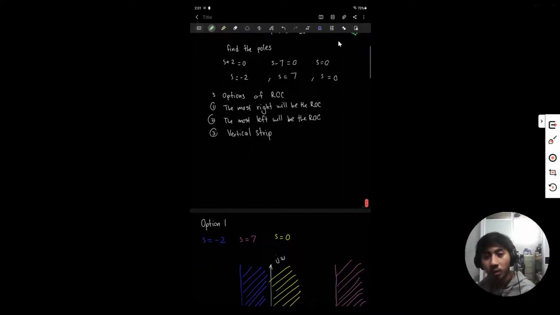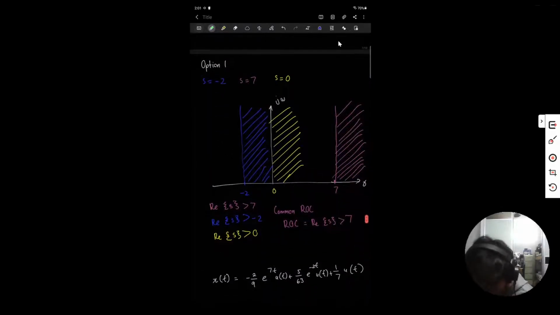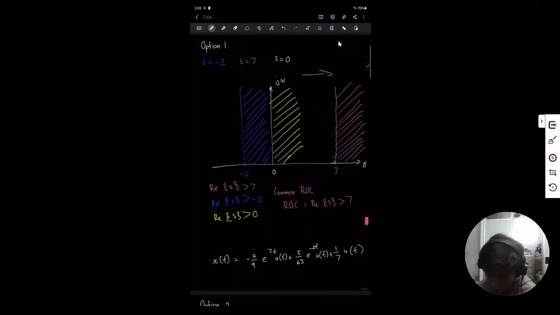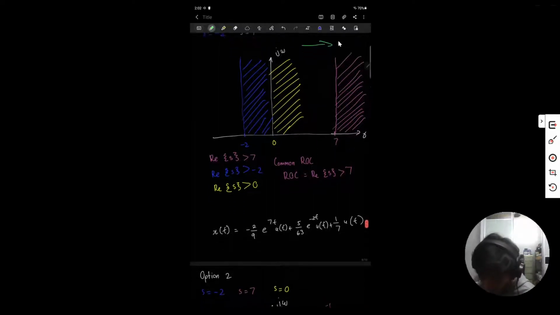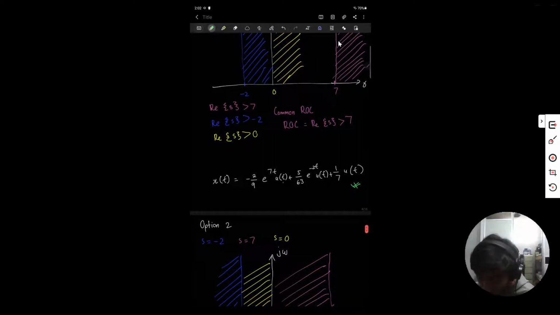For vertical strip, we will have left and right, so it will collide. This is for option 1. As you can see, all of them are going to the right side. So for the common ROC, we will look at the furthest most right of all of these 3. So we get 7. This is after we do inverse Laplace transform. As you can see, all of them are in the right side, U(t).